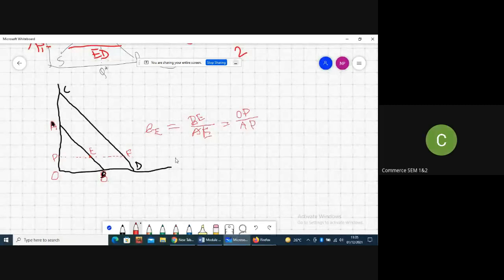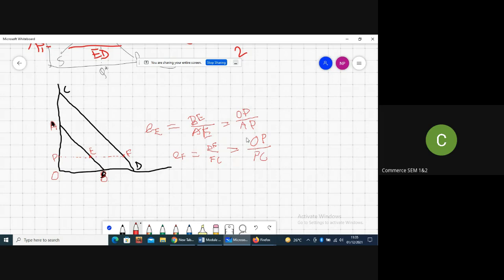Similarly, what is the value of elasticity at point F corresponding to the CD demand curve? Sir, DF divided by DC. Not DC, FC. FC. Sorry, sir. So it will be DF divided by FC. So this will be equal to this distance divided by this distance, which is OP by PC. PC, correct.